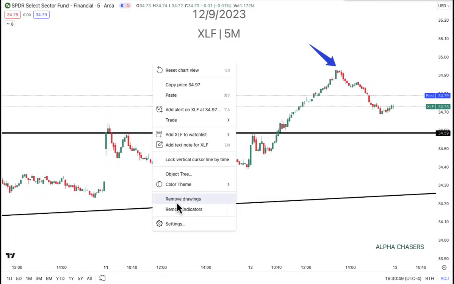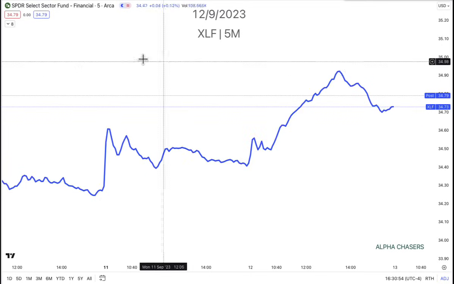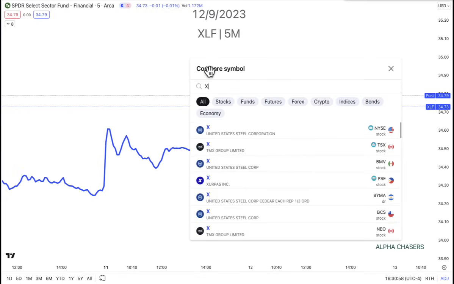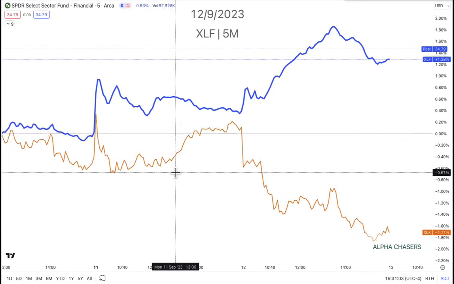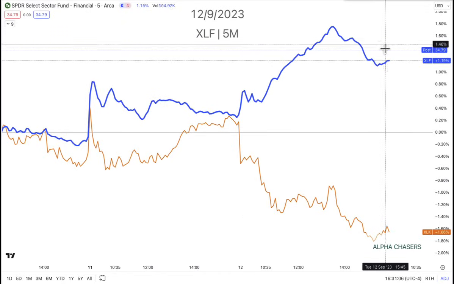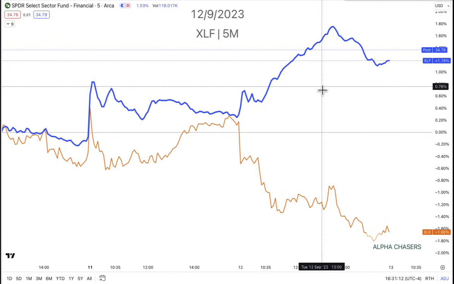So what I want to do is just show you what happened today, because this kind of stuff, to me, is really important. If we take a look here, we look at XLF. Now let's compare XLF to XLK. Let me show you this because I think this is staggering. This is today. XLF is in blue, XLK is in orange. Look at the divergence that you had today. Look at this. This is staggering.